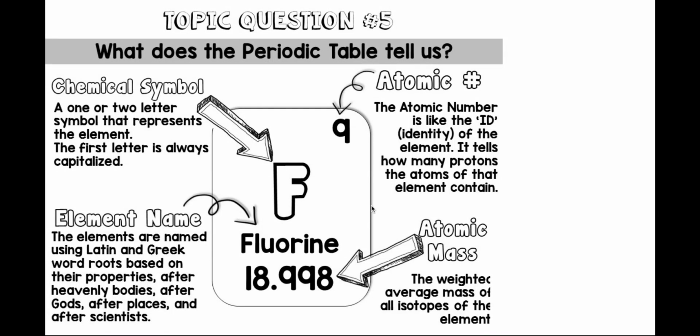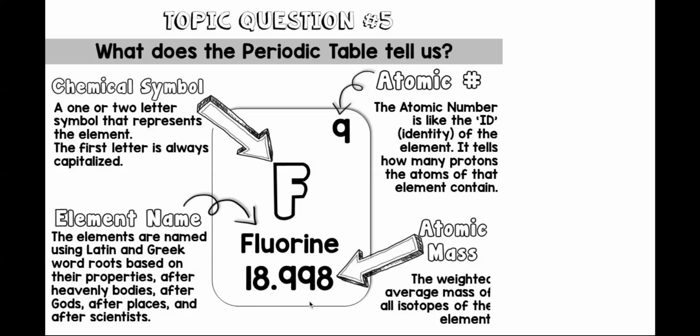There are others. Atomic number shows up in the corner, and that identifies how many protons exist in that atom. If that number changes, the element changes. So fluorine will only ever have 9 protons. If it becomes 10, it's a new element. If it becomes 8, it's a new element.